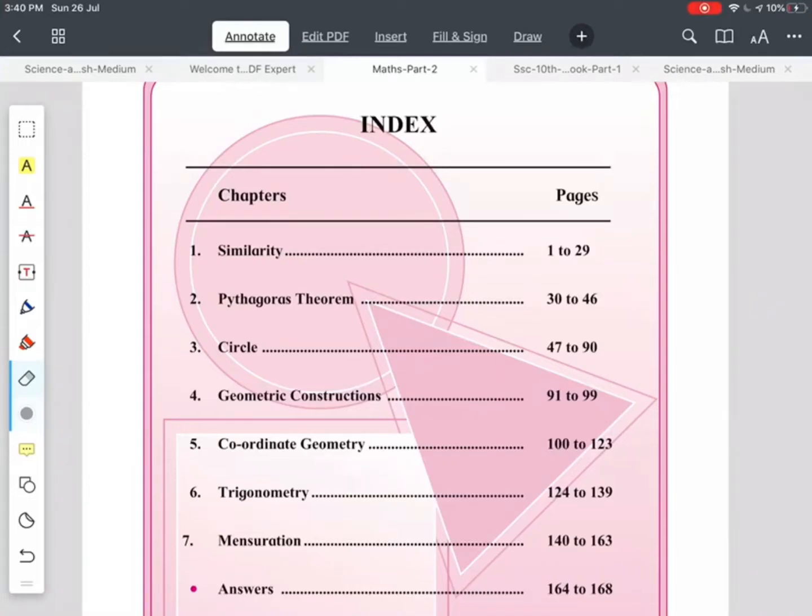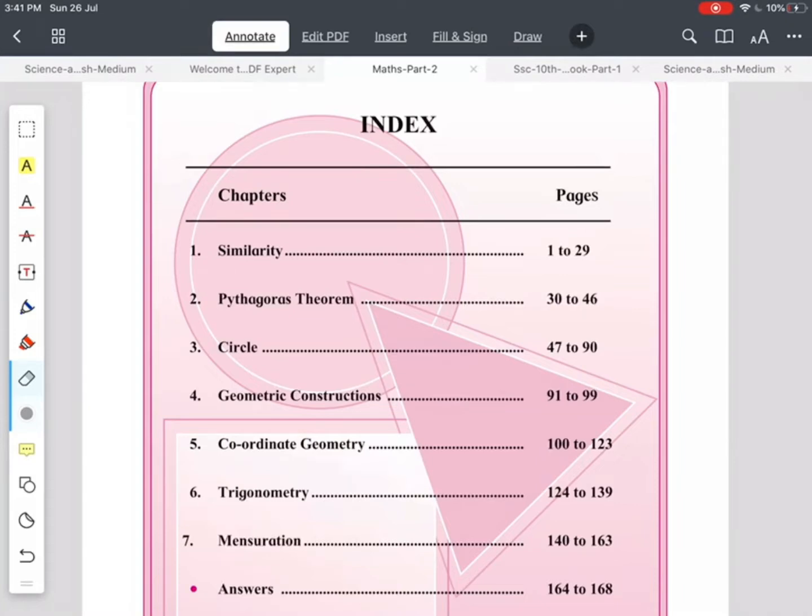In the previous video we saw which part of the syllabus of Maths 1 is omitted. In this video we will see which part of the syllabus is omitted from Maths 2 this year. In the beginning I will tell you there is no change in chapters geometric constructions and trigonometry.